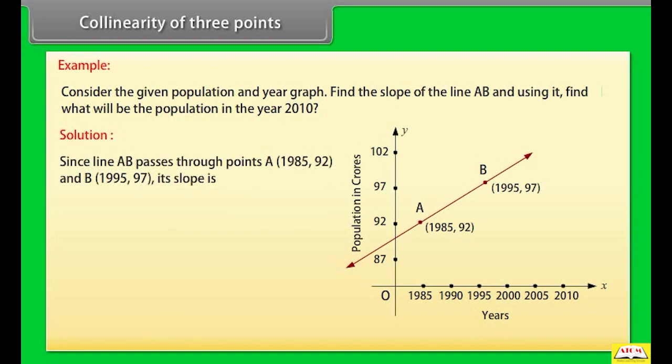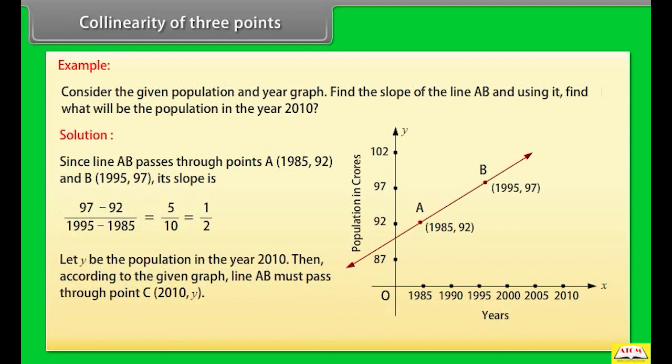Solution. Since line AB passes through points A (1985, 92) and B (1995, 97), its slope is (97 minus 92) by (1995 minus 1985), which is equal to 5/10, which is equal to 1/2. Let Y be the population in the year 2010. Then according to the given graph, line AB must pass through the point C (2010, Y). Therefore, the slope of AB is equal to the slope of BC.